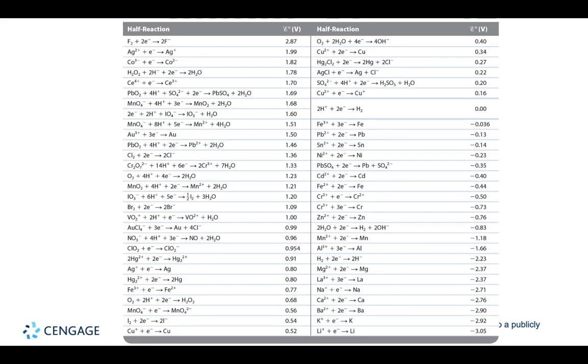I'm looking at the left side about 10 or 12 rows down. It says Cl2 plus 2 electrons yields 2 Cl minus. Well, Cl2 is actually a gas, and so the standard state for a Cl2 gas would be 1 atmosphere of pressure of Cl2 gas. Now on the right side you have Cl minus. The standard state of Cl minus would be 1 mole per liter, or 1 molar.